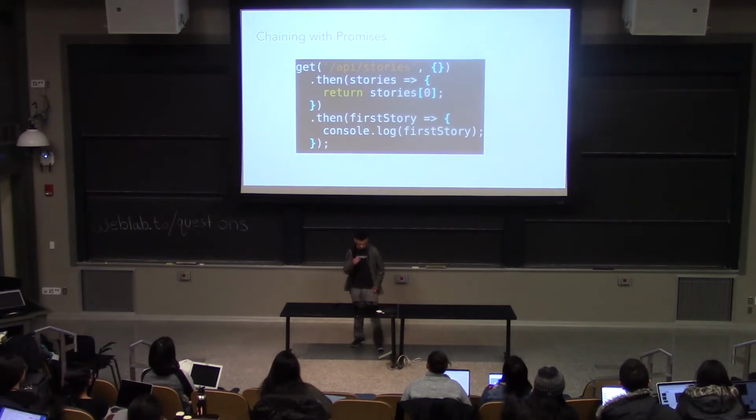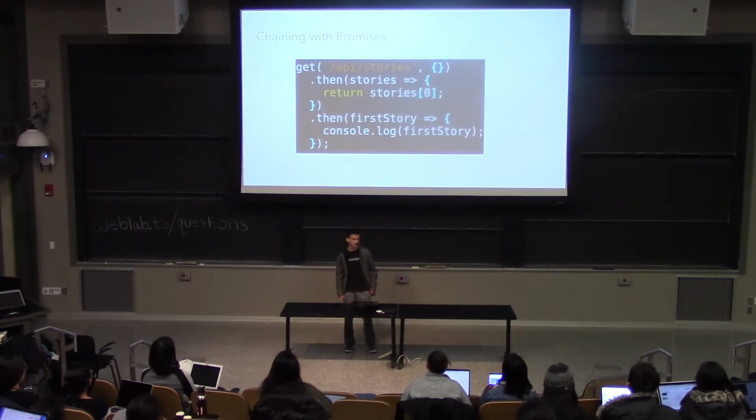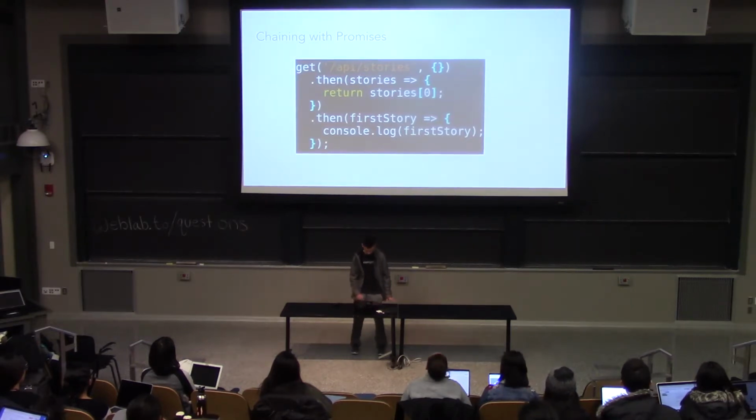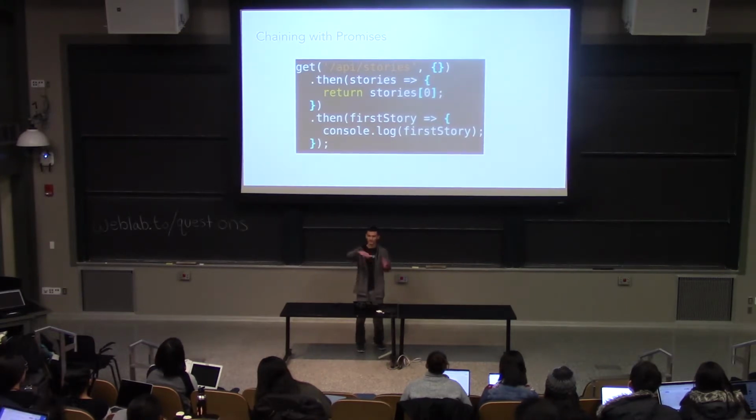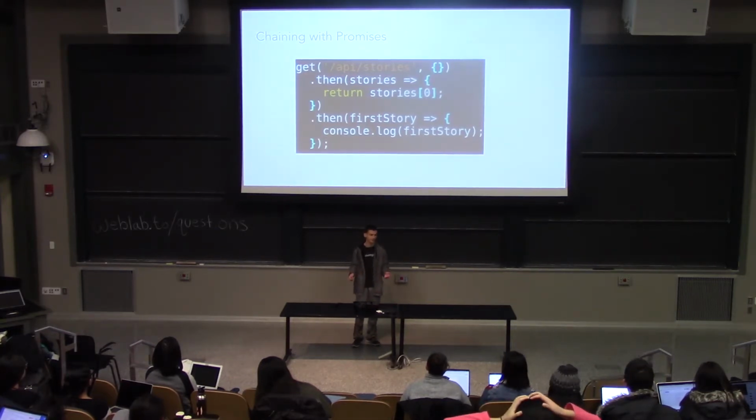All right. So next, let's introduce something kind of magical that you can do with promises, and that is chaining these then statements. So in this part, we get the stories, it returns to you in the top then block, and this then block is going to return the first index of stories. All that does is pass it on to the next then statement, which will get that first story and print it out.